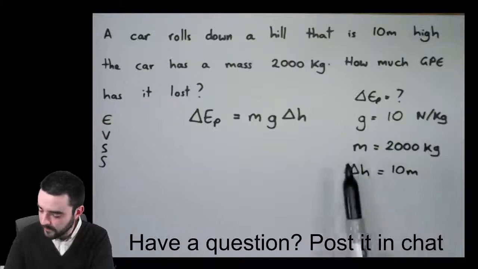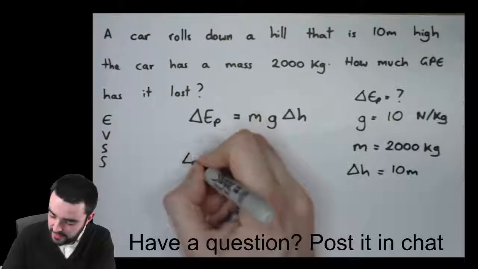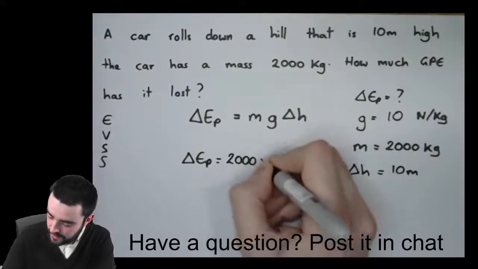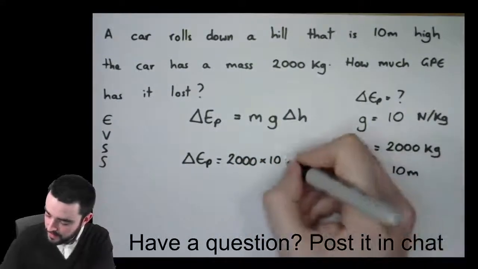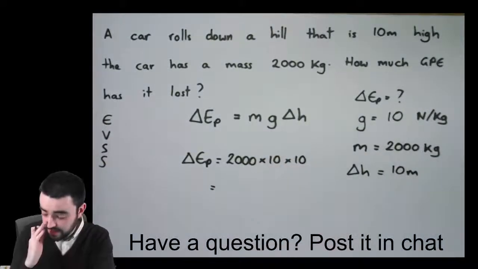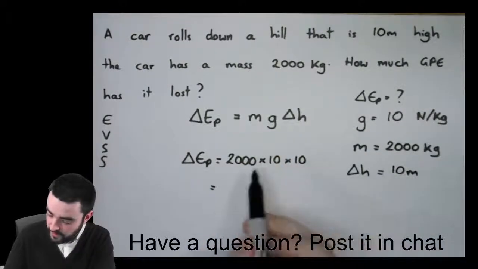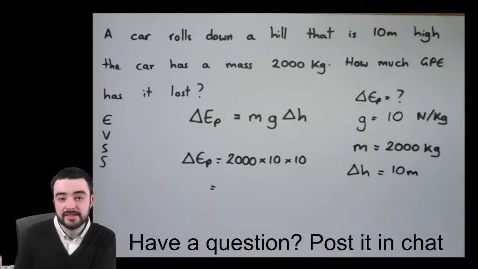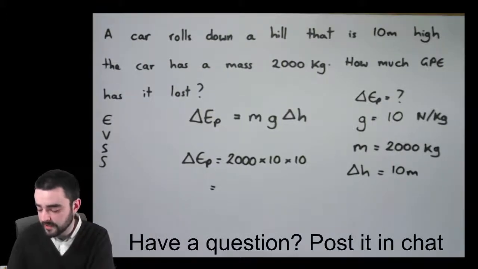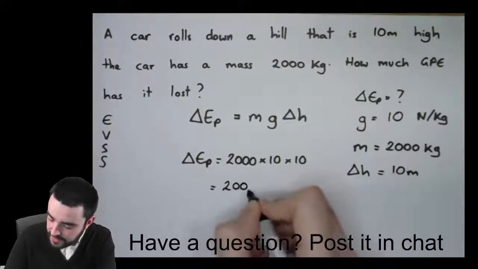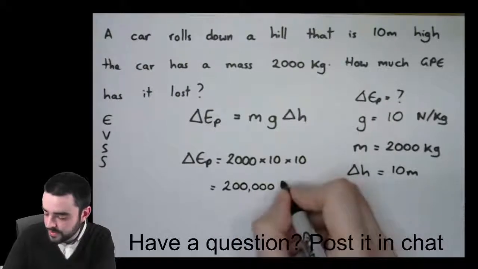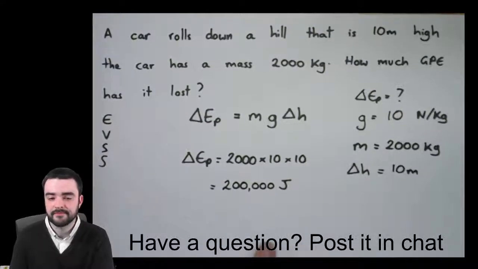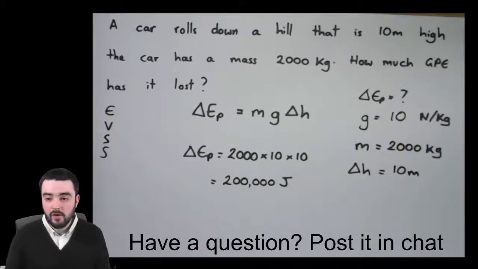Okay, so we've got our variables, so now we need to substitute it in. Delta EP is equal to 2,000 times by 10 times by 10. Now, this is a nice simple one because we're just multiplying by 2 sets of 10. So I'm not going to worry about the calculator, but it's a physics exam, so you can always use your calculator. So that's going to be 200,000 joules. Remember to add your units. So we have our part 1 done.